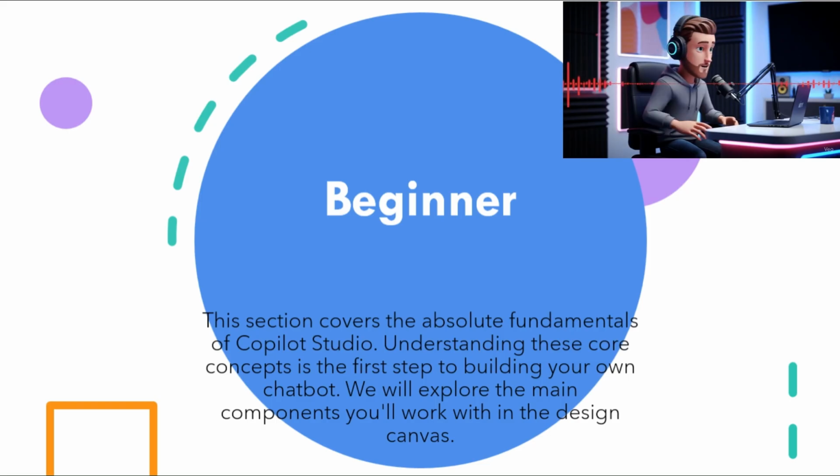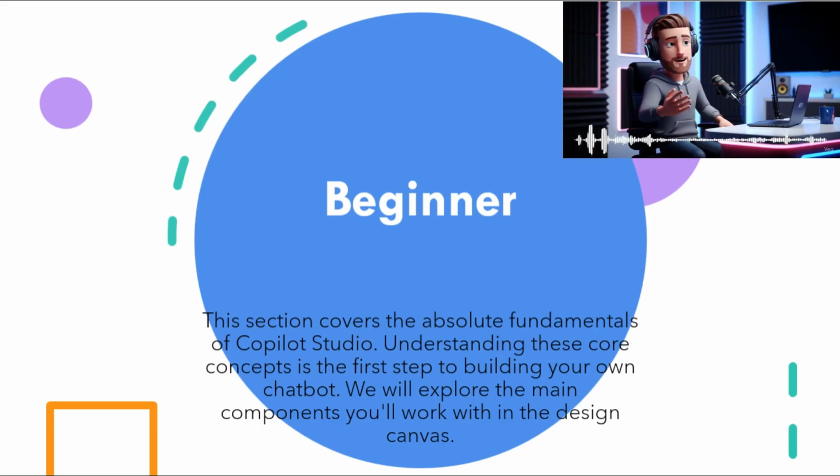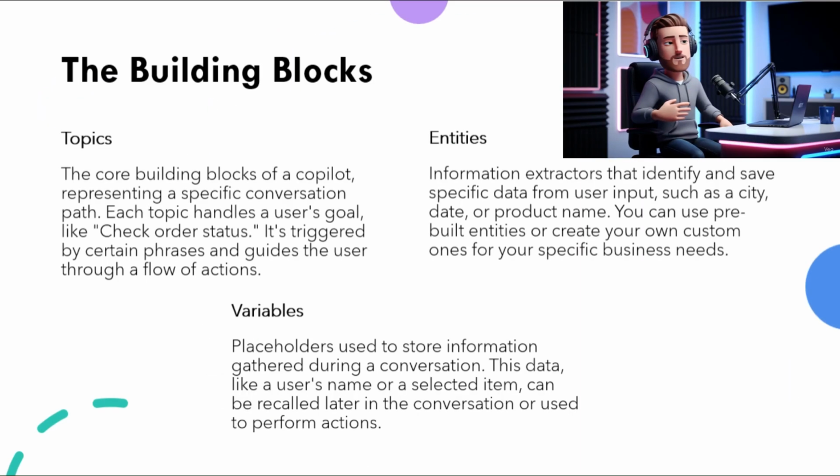Let's begin our beginner guide, Hella. This section introduces you to the basic concepts of Copilot Studio. There are 3 basic components to Copilot Studio. First is topics, second is entities, and last, but not the least, are the variables. Topics in Copilot Studio are the core building blocks of a copilot, representing a specific conversation path that handles a particular user intent and trigger phrases.